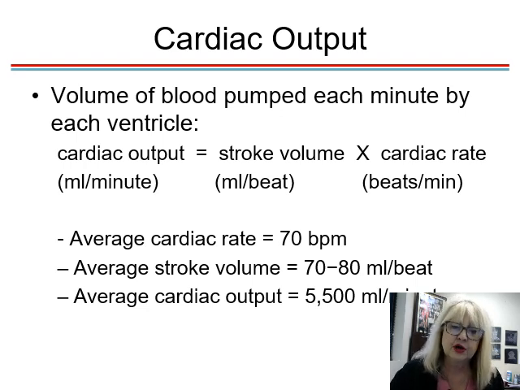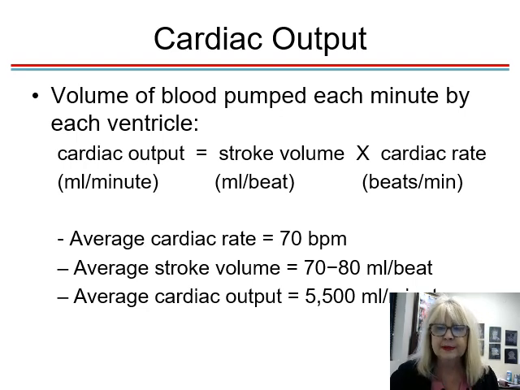So the average cardiac rate is about 70 beats per minute. The average stroke volume is 70 to 80 milliliters per beat, and the average cardiac output is about 5,500 milliliters per minute.